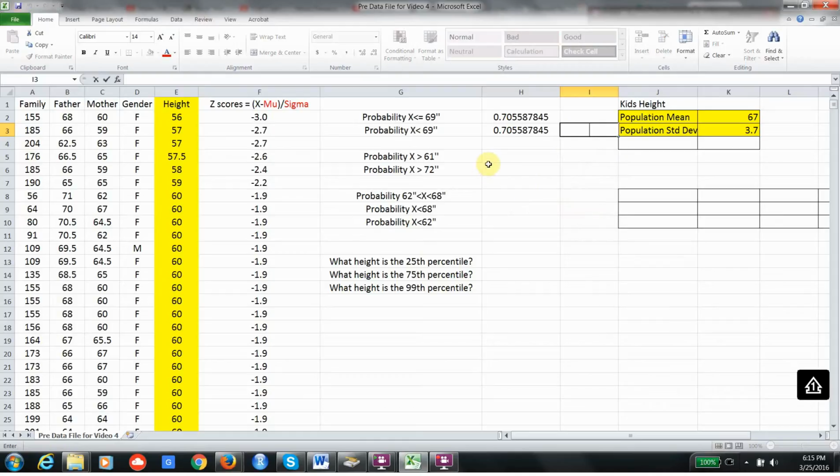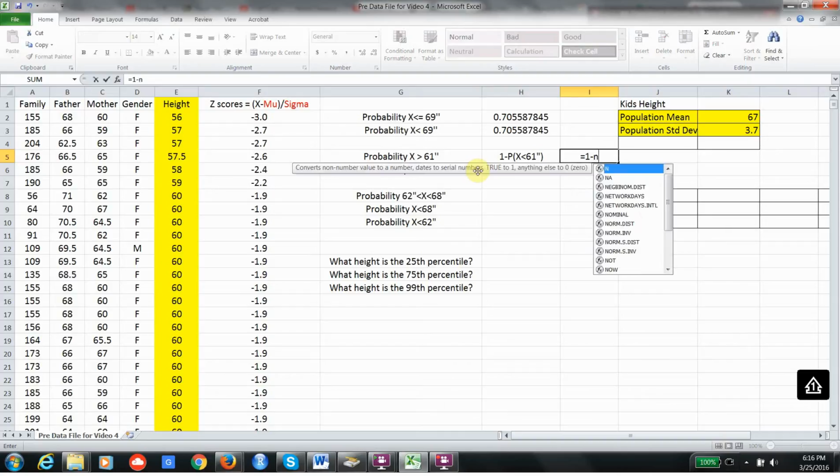Okay, I want the probability that they're greater than 61 inches. Well, notice what this is. This is equal to 1 minus the probability that it's less than or equal to 61 inches. Because the probability that I'm greater than 61 inches and the probability that I'm less than 61 inches has to add up to 1. And I can go ahead and compute this.